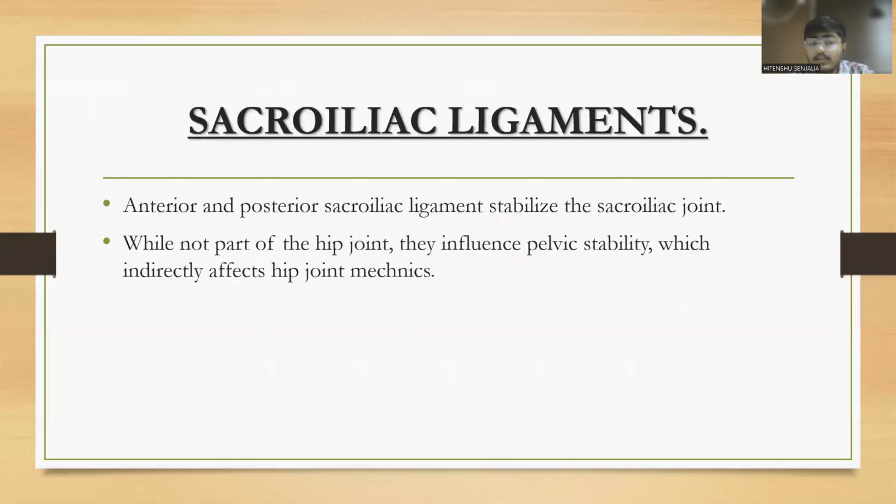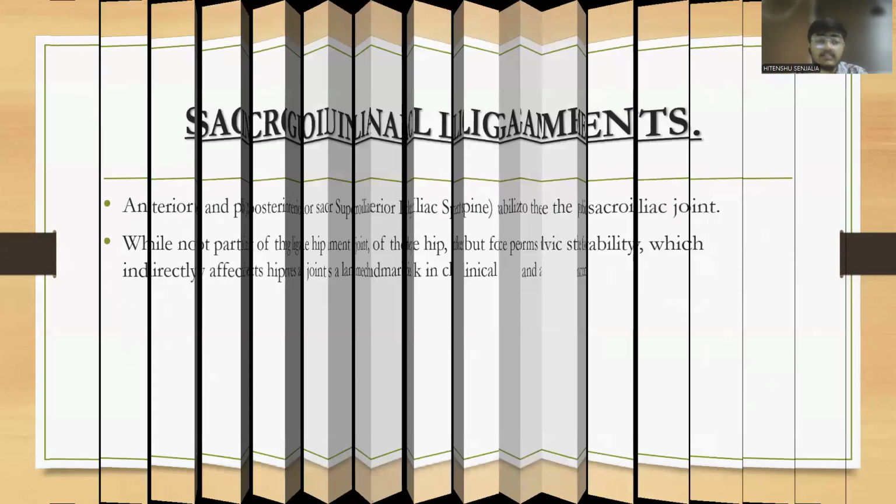The sacroiliac ligament consists of the anterior and posterior sacroiliac ligaments, stabilizing the sacroiliac joint. While not part of the hip joint, meaning the sacroiliac ligament is not a particular part of the hip joint, it helps stabilize certain areas all around the hip joint. It influences pelvic stability. As I said, it is not part of the hip joint, but it stabilizes the surrounding area, so it influences pelvic stability, which indirectly affects hip joint mechanics.